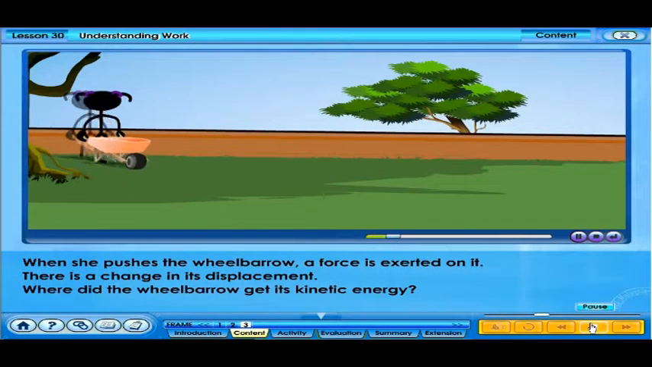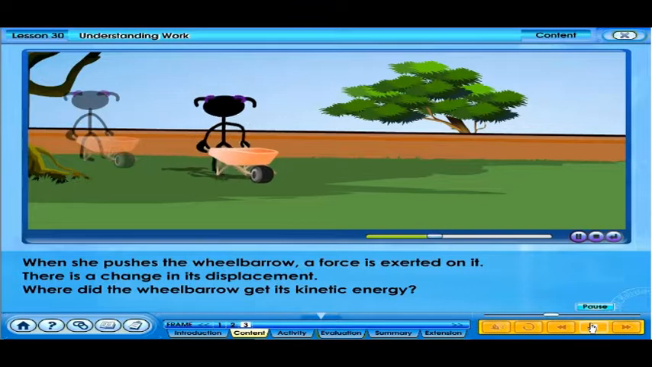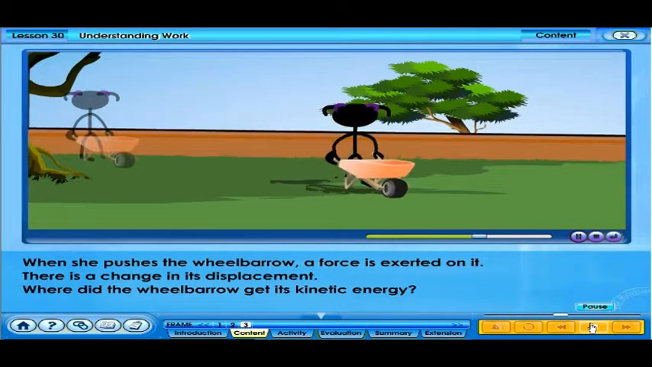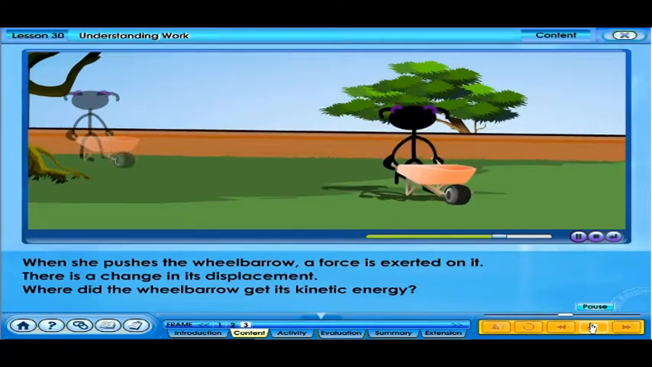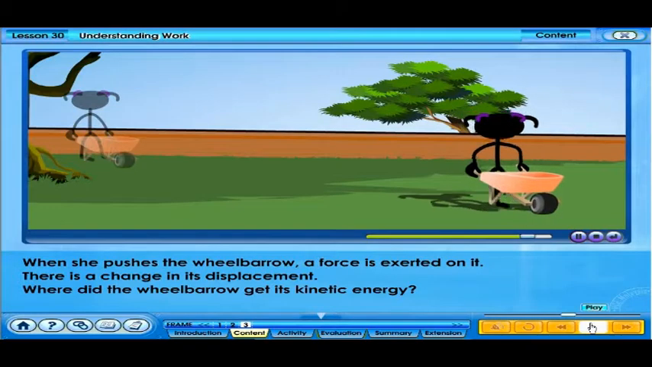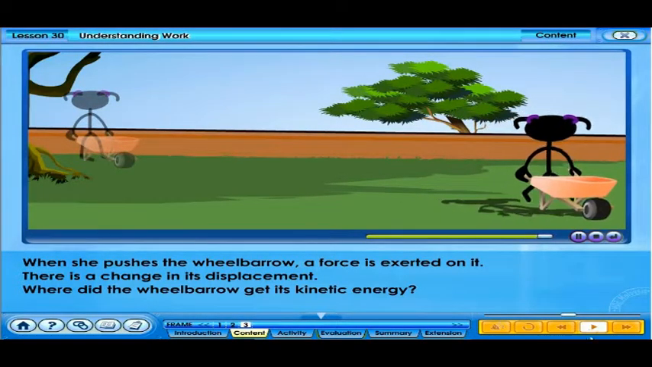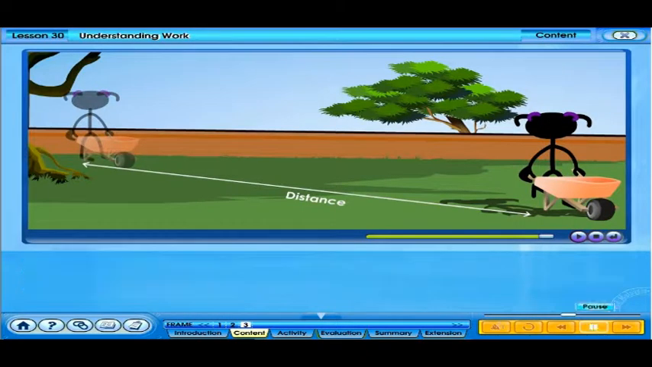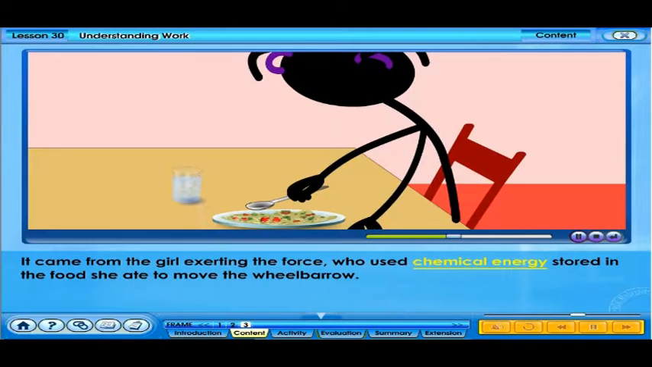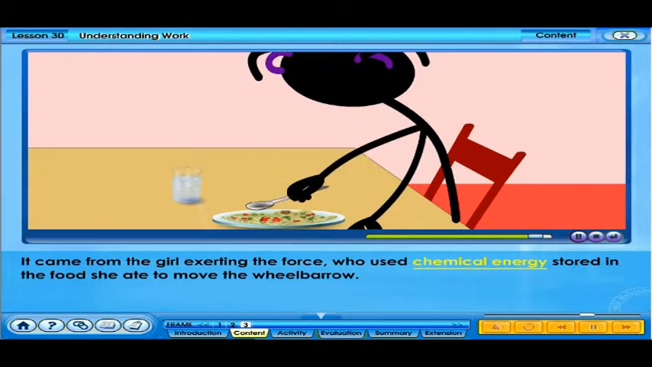When she pushes the wheelbarrow, a force is exerted on it. There is a change in its displacement and thus an increase in its kinetic energy. Where did the wheelbarrow get its kinetic energy? It came from the girl exerting the force, who used chemical energy stored in the food she ate to move the wheelbarrow.